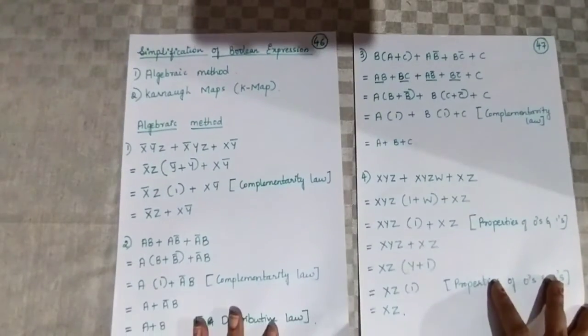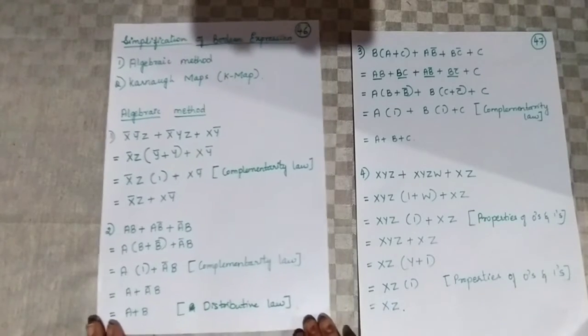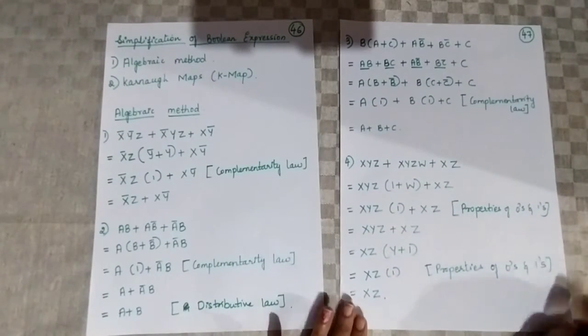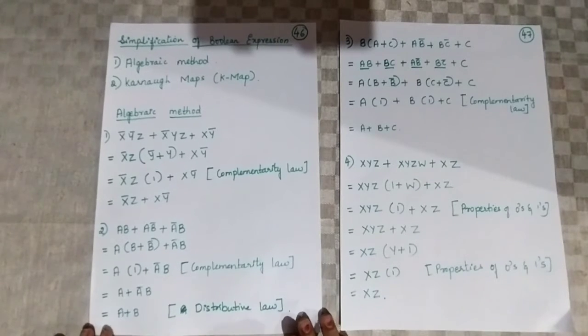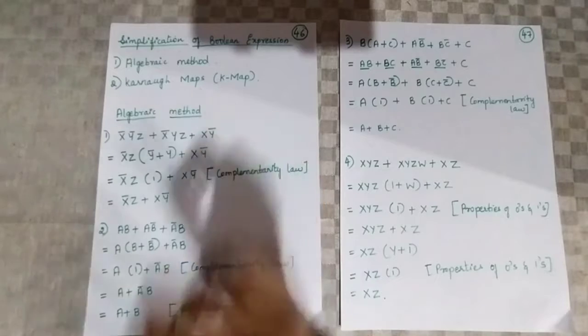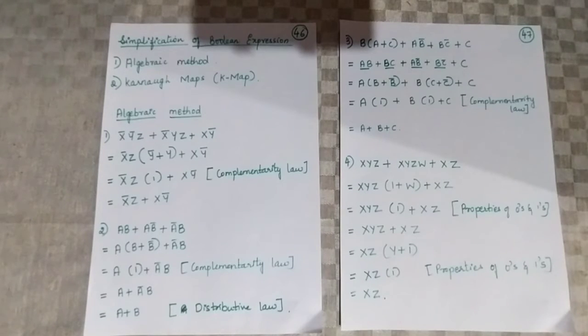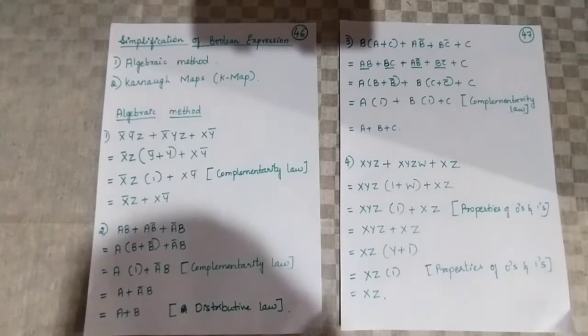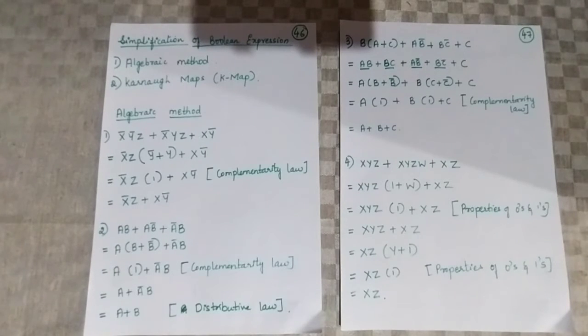which is simplification of Boolean expressions. To simplify the Boolean expressions, there are two different methods. The first method is the algebraic method and the second method is Karnaugh maps, popularly known as the K-maps method. So what is this algebraic method? Algebraic method means given an expression, you have to simplify it using the various postulates and the Boolean theorems which you have studied. So let's first see the algebraic method of simplifying the Boolean expression.